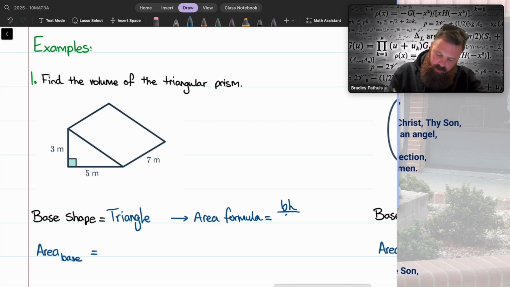And remember that the formula for the area of a triangle is base times height, and then we divide that by 2. So there we've got it there. So let's find the area of the base.